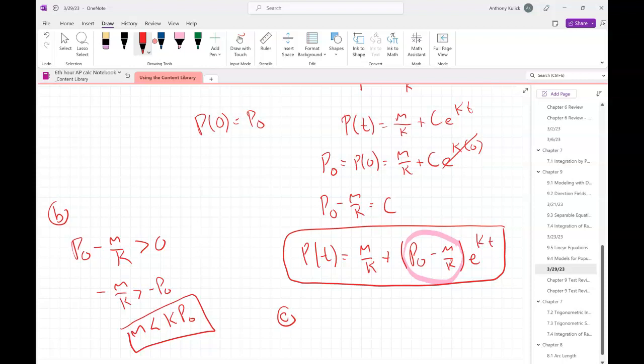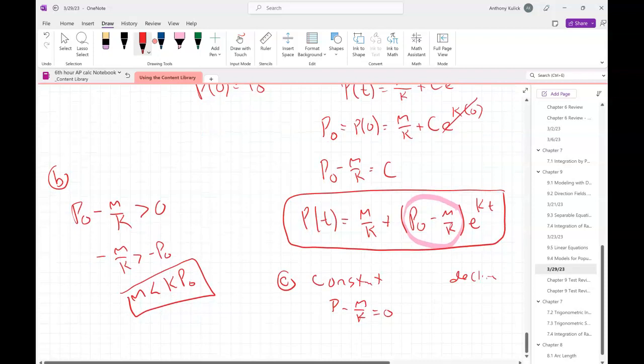Then part C says, on what condition on M will result in a constant population and then also a population decline? So for that, I would need P naught minus M over k to equal 0. If I do that, then the population just becomes M over k always. And for a decline, P naught minus M over k has to be negative.